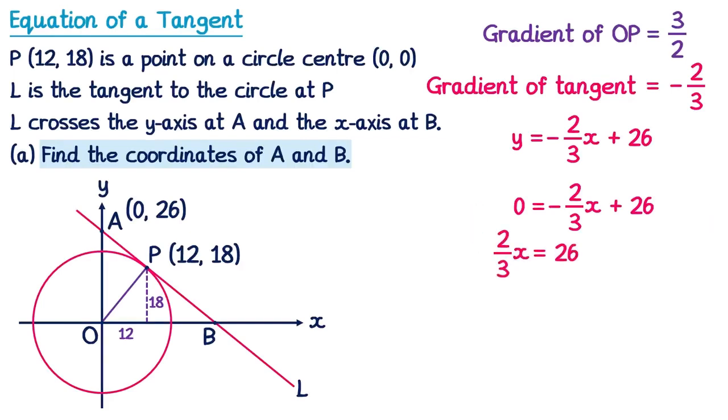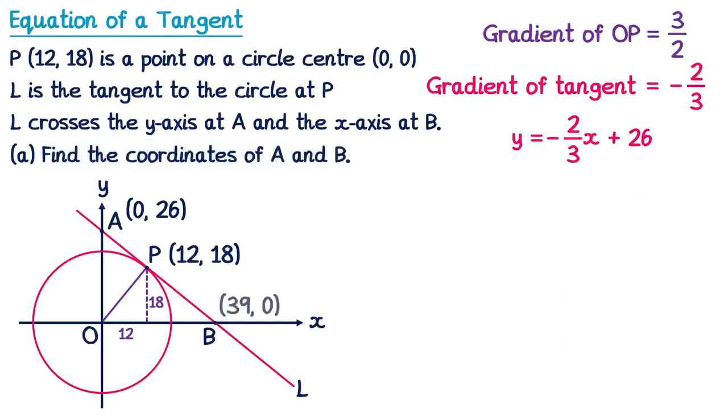we have 26. Then if we multiply both sides by 3, on the left if we do this, the 3's will cancel, so we have 2x, and on the right, 26 multiplied by 3 is 78. Then divide both sides by 2, on the left this gives you x, and on the right you get 39. So the coordinates of B must be 39, 0.